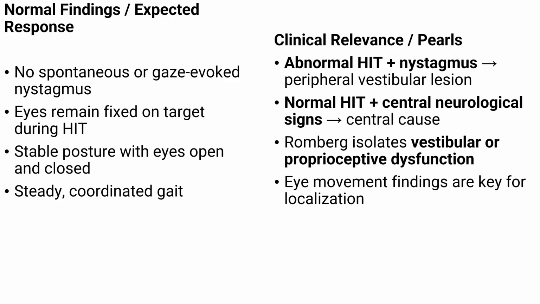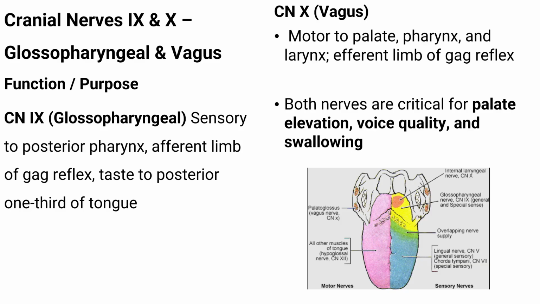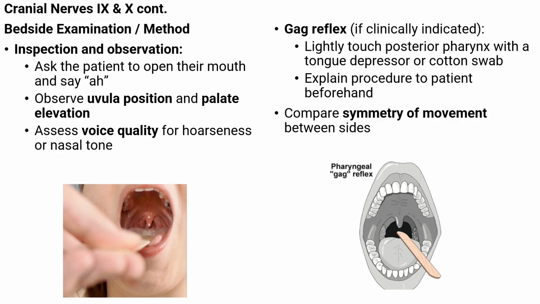at the bedside. When examining the glossopharyngeal and vagus nerves, we are primarily assessing the function of the palate, pharynx, and larynx. These nerves are essential for symmetric palatal movement, normal voice quality, and safe swallowing. Begin by asking the patient to open their mouth and say, "ah." Observe the soft palate as it elevates and the uvula for symmetry and midline position. Listen carefully to the patient's voice, noting any hoarseness or nasal quality, which may suggest vagal dysfunction.